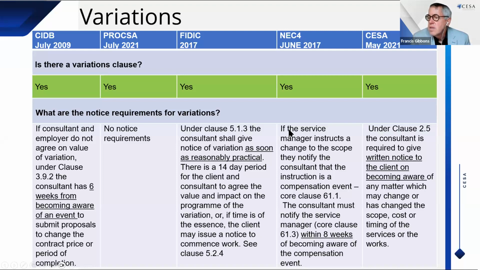Under the NEC3, if the service manager instructs a change to the scope, they notify the consultant that the instruction is a compensation event, and the consultant must notify the service manager within 8 weeks of becoming aware of a compensation event. And then under CESA, the consultant is required to give written notice to the client on becoming aware of any matter which may change or has changed the scope, cost, or timing of the services or the works. Again, no fixed period there.